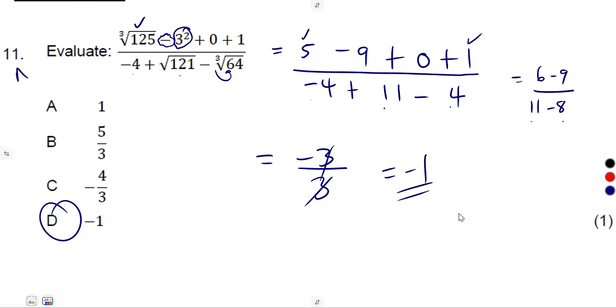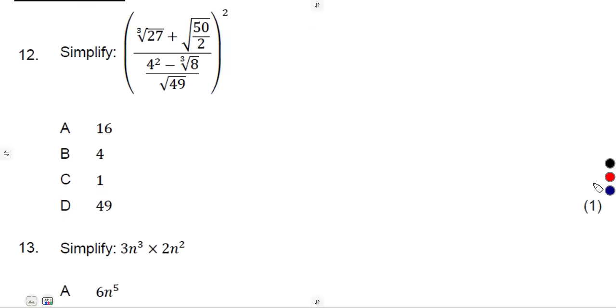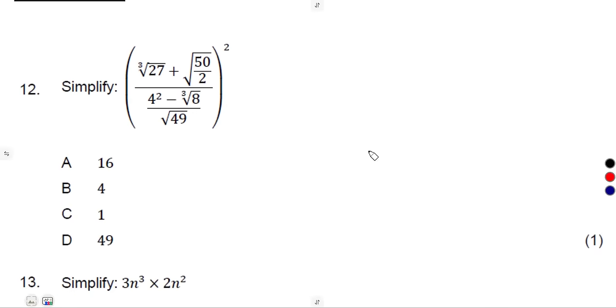That was again a direct question there. Question number 12, again, it is to simplify. Let's see, there is a cube root there. Cube root of 27, guys. We can simplify this as 3. There is 50 over 2, which is 25. Then the square root of 25, which is 5. So that's plus 5.